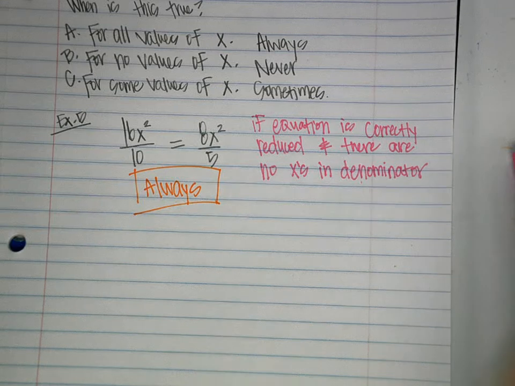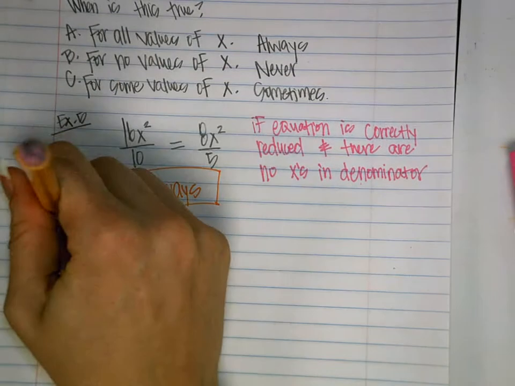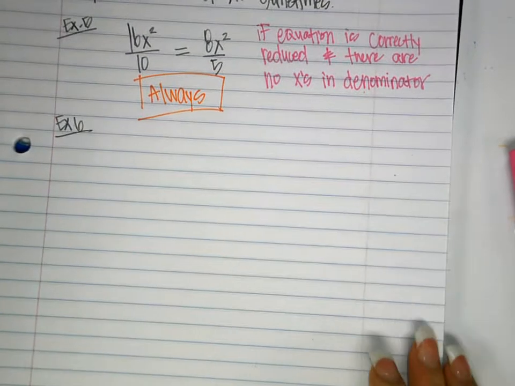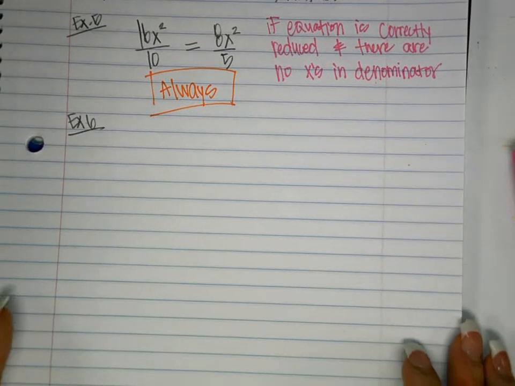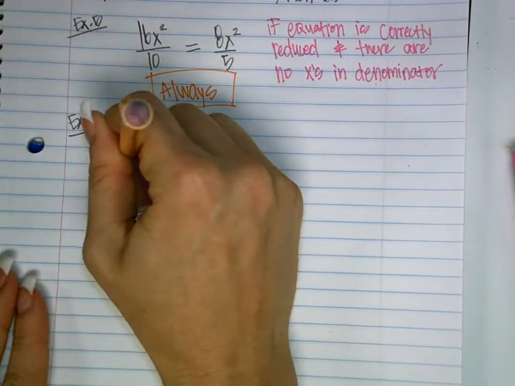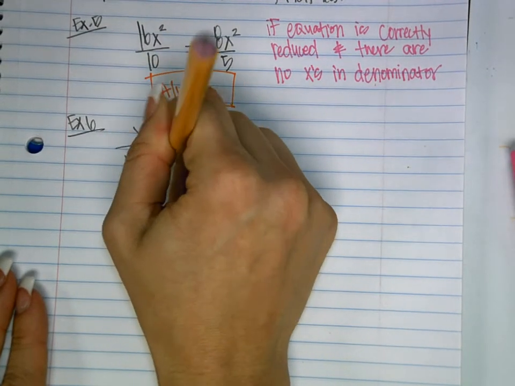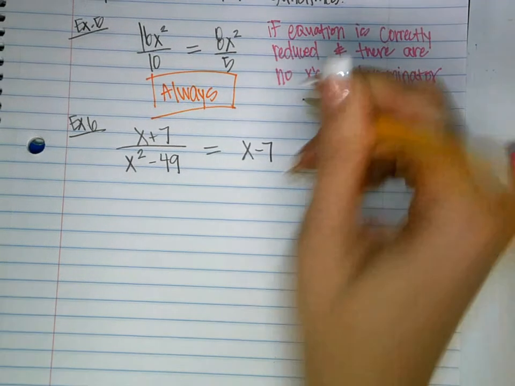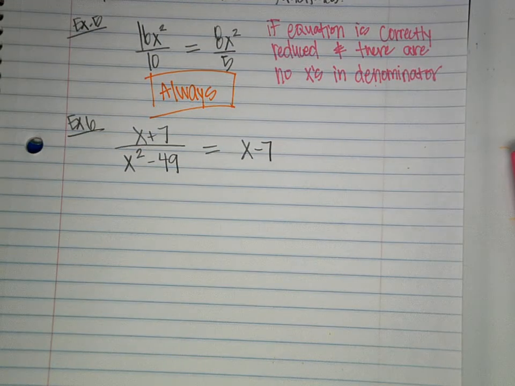Okay, the next kind that you're going to see are exactly the same thing. It's going to ask when is this true: for all values of x, for some values of x, or for no values of x. When is it true that x plus 7 over x squared minus 49 equals x minus 7? When is that true? That x plus 7 divided by x squared minus 49 is equal to x minus 7.